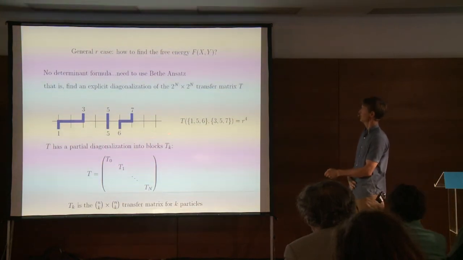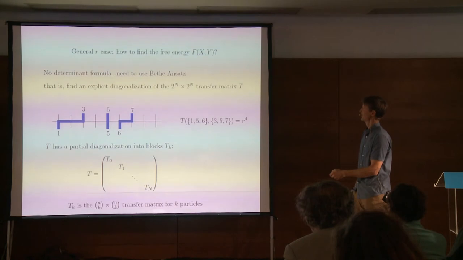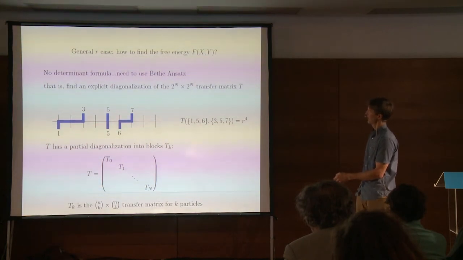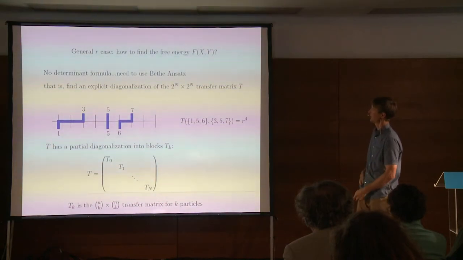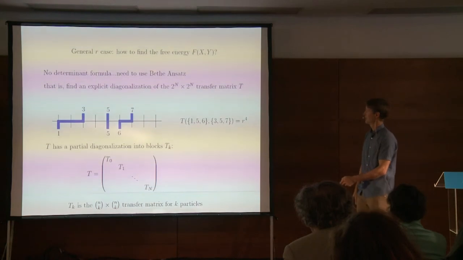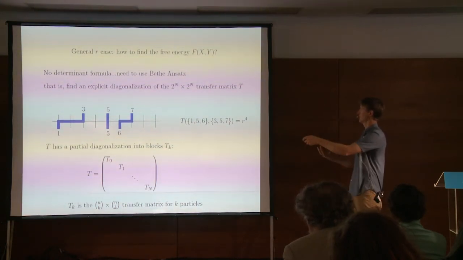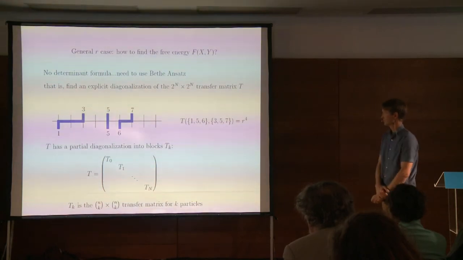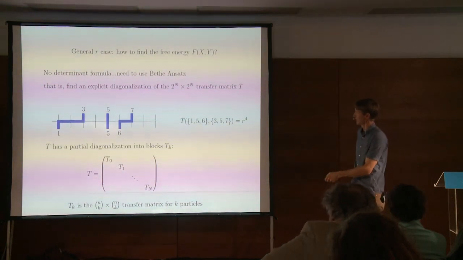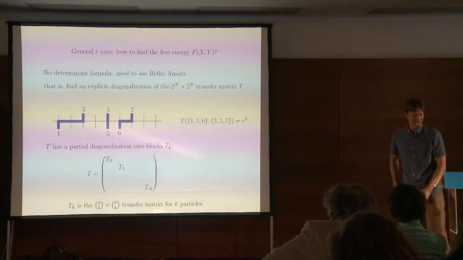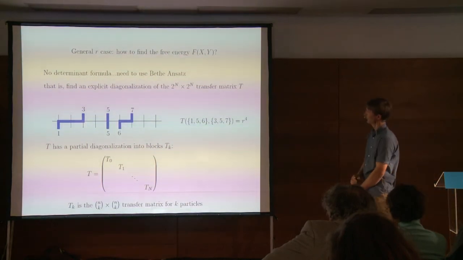And, well, nice thing about this model, which is not true in all models, but it is here, is that it has a partial diagonalization into blocks K, where K corresponds to the number of particles. You can have zero particles or one particle or up to n particles if the circumference here is n. And so there's this nice partial diagonalization, and each of these individual matrices is just an n choose k by n choose k matrix. So slightly smaller, but still huge for large k.